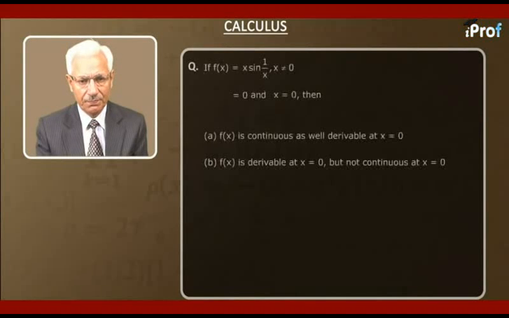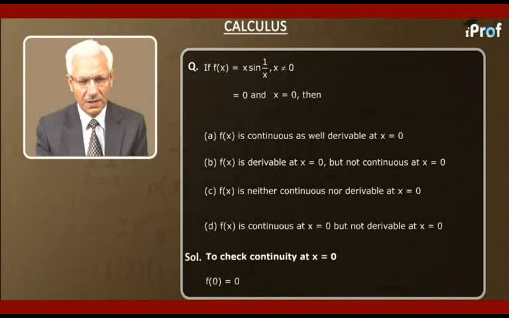The next question is, if f of x is equal to x sine 1 by x, x not equal to 0, and 0 when x is equal to 0, then A, f(x) is continuous as well as derivable at x equal to 0. B, f(x) is derivable at x equal to 0 but not continuous at x equal to 0. C, f(x) is neither continuous nor derivable at x equal to 0. D, f(x) is continuous at x equal to 0 but not derivable at x equal to 0.